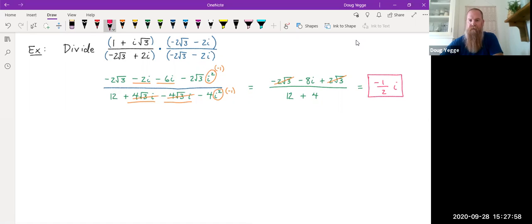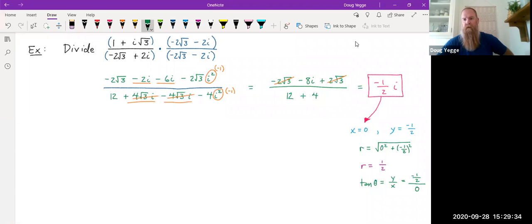Now I'd like to convert this into trigonometric form. All right. So if this is in trigonometric form, we need to find our r value and our theta value. If we look at the x and y coordinates of this point, we see that the x coordinate is 0, or the real part, while y has a coordinate of negative 1/2. So in applying our formula for finding r, we know that r is 1/2.